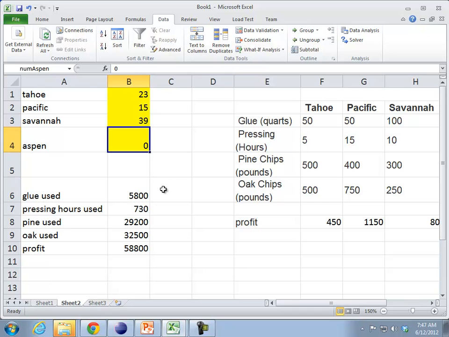Which is basically that 23 units of Tahoe, 15 pallets of Pacific, 39 pallets of Savannah, and 0 pallets of Aspen gives me my maximum profit of $58,800.